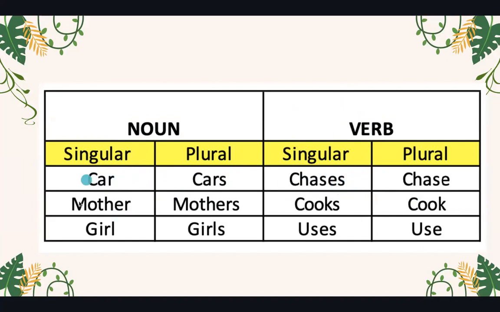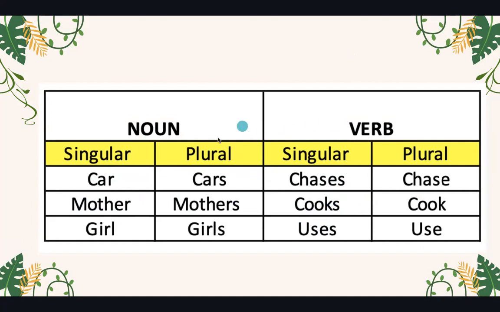Another example we have here is mother. The singular subject takes a singular verb, which is cooks. You can see that the singular verb has S at the end. So always remember that when you take the singular subject, you also take the singular verb, and a singular verb always ends with S. Always remember that.